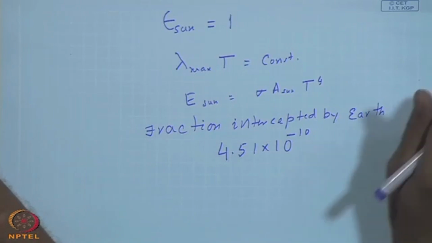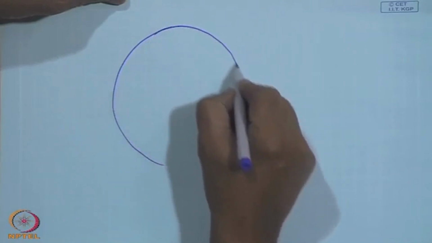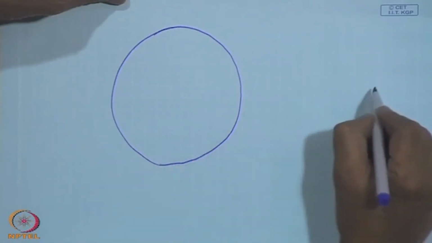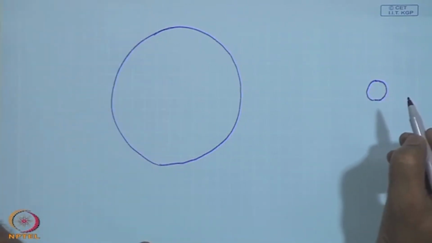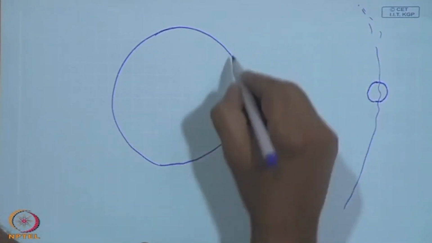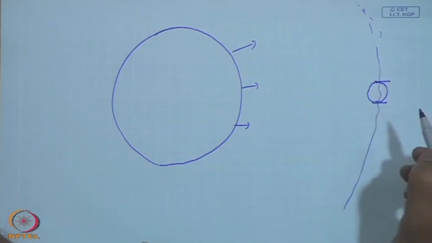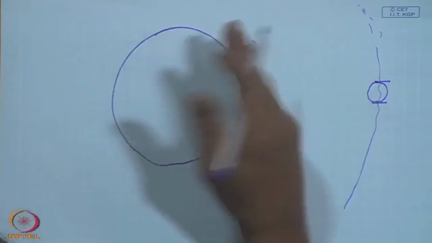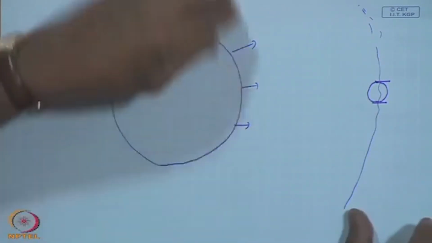Only 4.51 into 10 to the power minus 10 is intercepted by the sun. That becomes clear to you. This is the sun's diameter, and if this is somewhere in IIT, possibly the earth is at Golbazar or so distance, and this is the whole sphere that will collect the same amount of energy emitted by the sun, and this is the projected area of the earth, which is a small fraction of the total area of the sun, which will turn out to be that 4.51 into 10 to the power minus 11 fraction.